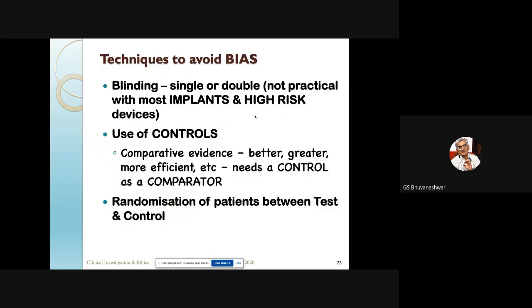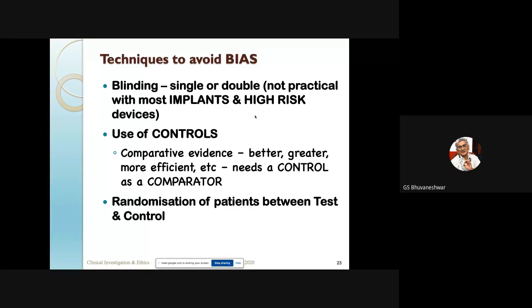Then the techniques to avoid bias. This is one of the problems in many studies, where the clinicians themselves who carry out the study can be biased. Of course, the sponsor is very biased. He wants the device to succeed. He wants the study to succeed. So there's always a bias in clinical investigations.